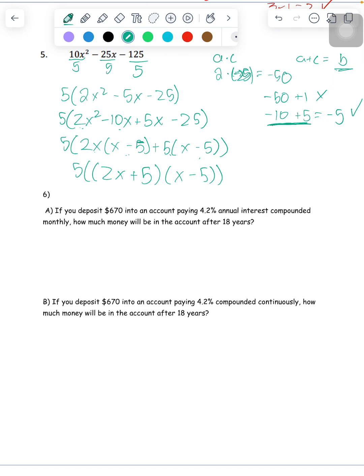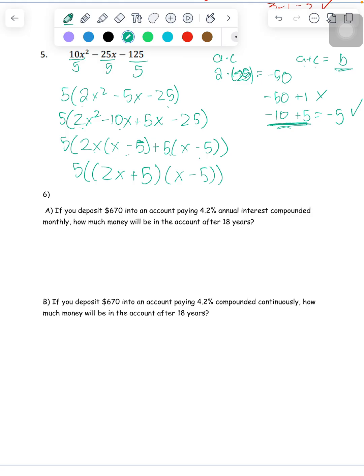So again, see what common factors they all have. Factor it out, and then just keep factoring. After you do that, you do A times C, 2 times negative 25, negative 50, and then you see the factors of A and C that add up to B. My b here is negative 5. So I was finding negative 50 plus 1, negative 10 plus 5 equals negative 5. Then I break up my b term into these factors I found here, and then I factor out.